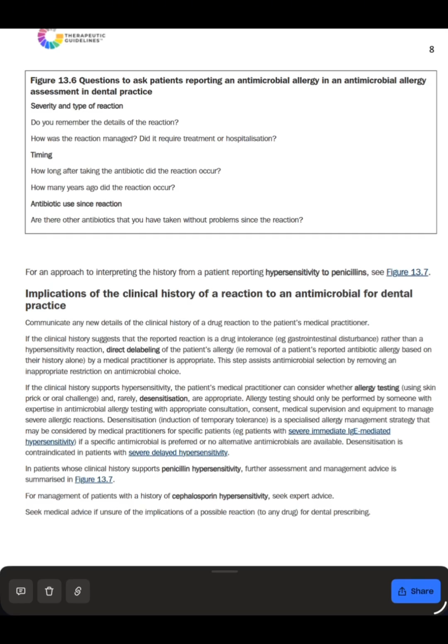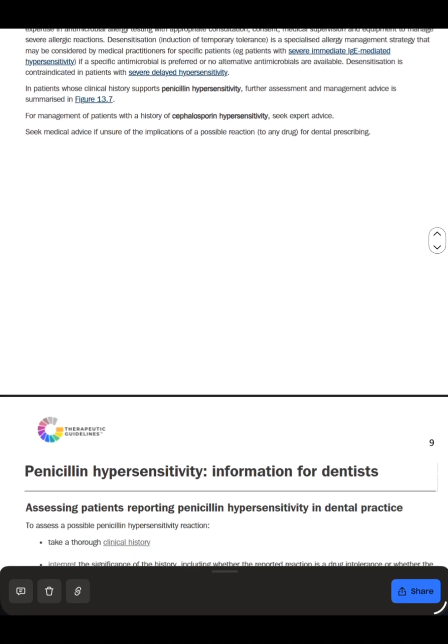Okay. In patients whose clinical history supports penicillin hypersensitivity, further assessment and management advice is summarized in 13.7. For management of patients with a history of cephalosporin hypersensitivity, we need to seek expert advice. So for penicillin hypersensitivity, we will see what we have to do. But if the patient has a history of cephalosporin hypersensitivity, we need to seek expert advice. Seek medical advice if unsure of the implication of a possible reaction to any drug for dental prescribing.